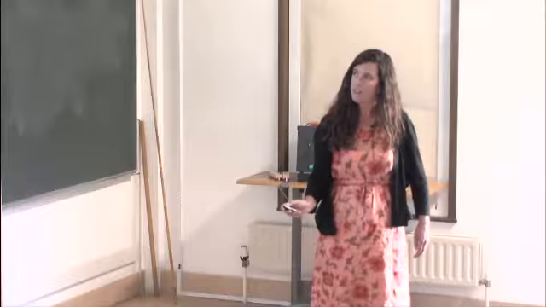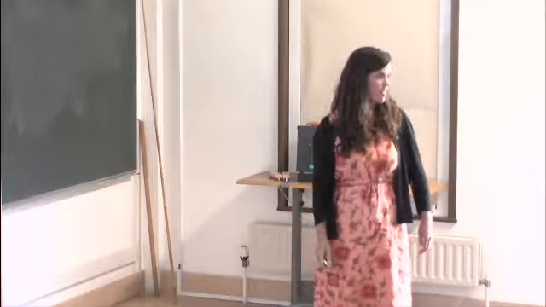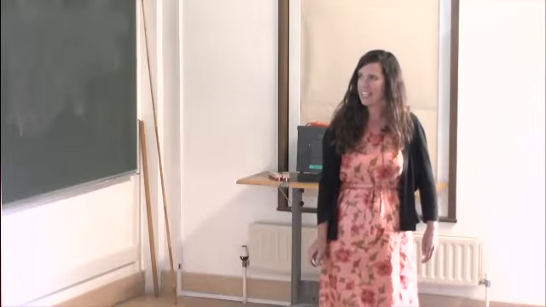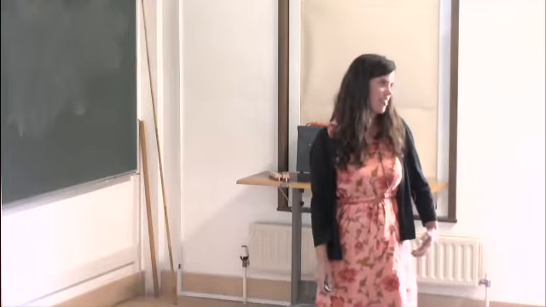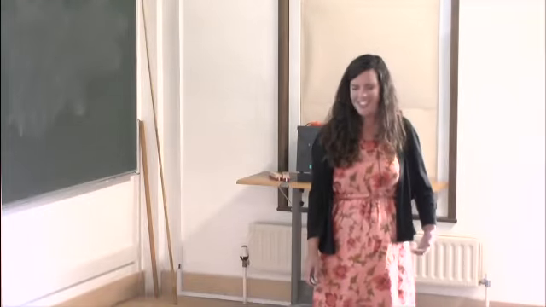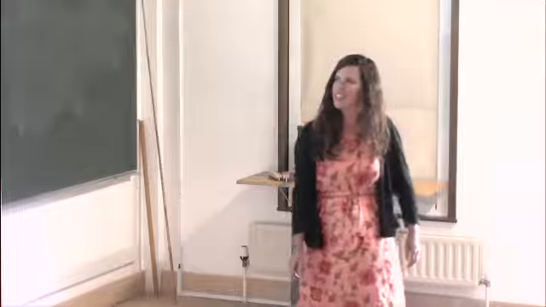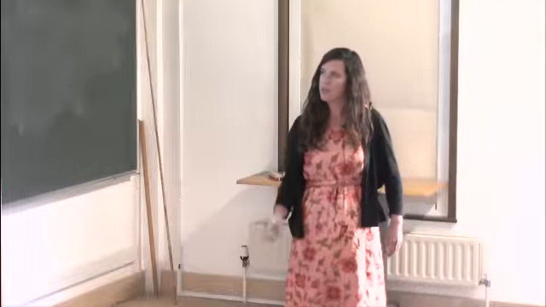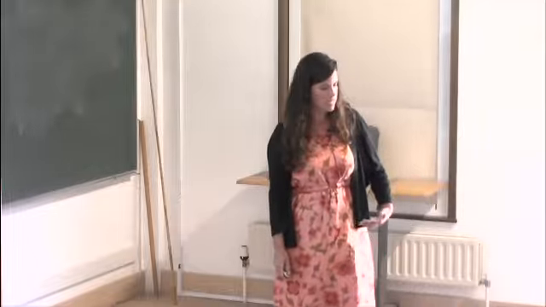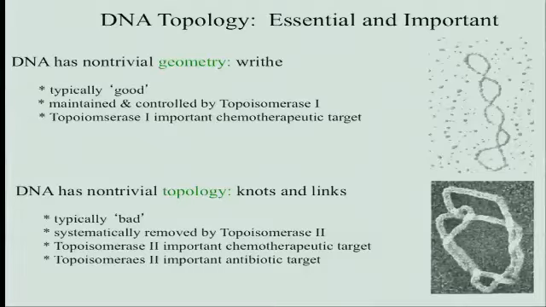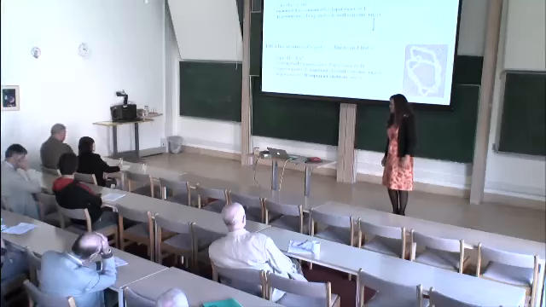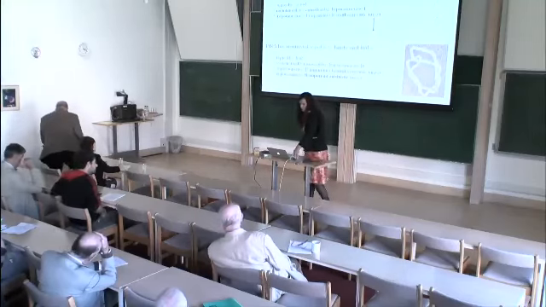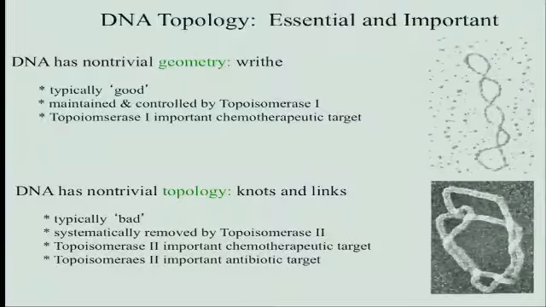Also, DNA has non-trivial topology. That is to say, the axis of the DNA molecule forms both knots and links. And unfortunately, those knots and links are actually typically bad. So they're systematically removed by topoisomerase II, and if that process isn't effective, these topoisomerase II poisons can be important, both chemotherapeutic drugs and antibiotic drugs, to trap the intermediate complex. Now I'll turn over to DeWitt, who will tell us a little more about the process by which these DNA knots form.